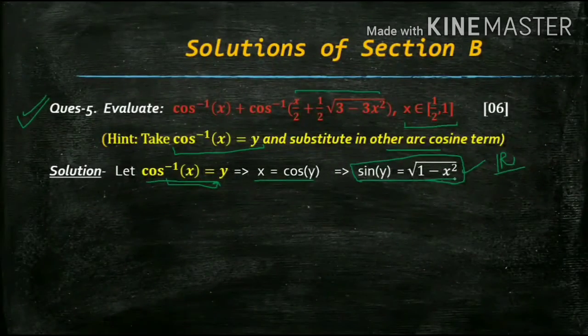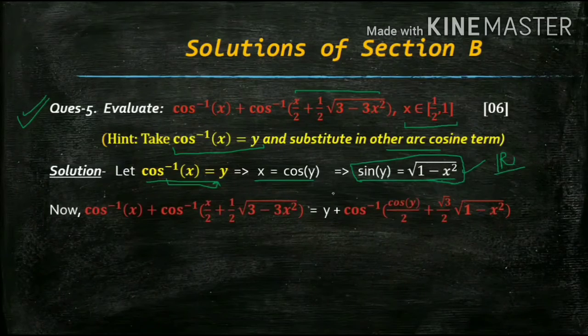I'll tell you why I am doing this. So this was the question given to you. Just substituting the value, cos inverse x would be y. Cos inverse is the same thing, x would be cos y by 2 plus half. Now root 3 is common, so you can take root 3 by 2 outside, and it would be nothing but square root of 1 minus x square.